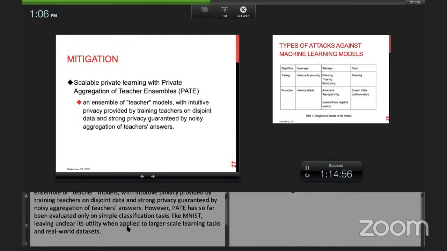This particular model has so far been evaluated maybe on simple classification tasks, but the results are not there yet with large scale learning tasks and real world data sets of different types of application data. But still, it is a good way to start for some research to be continued in this direction.